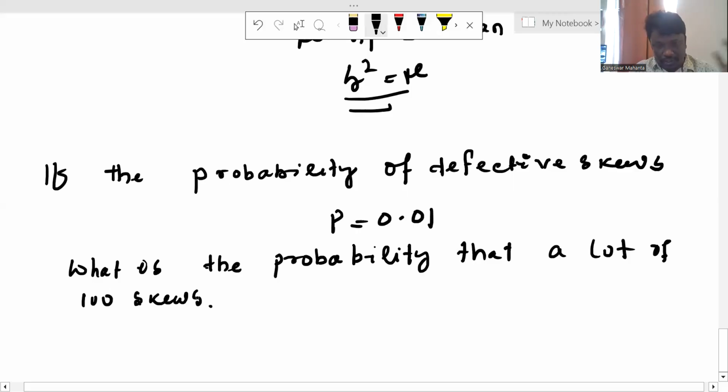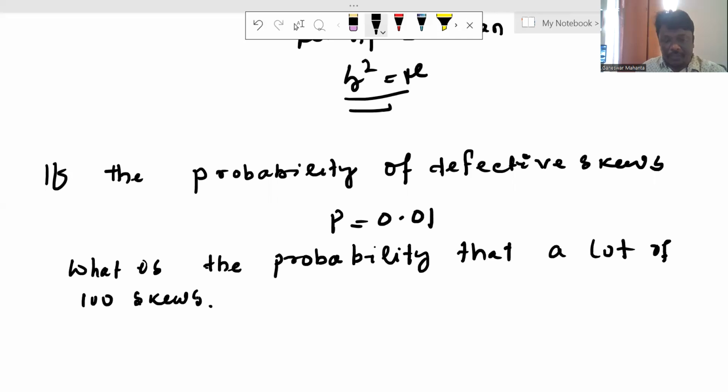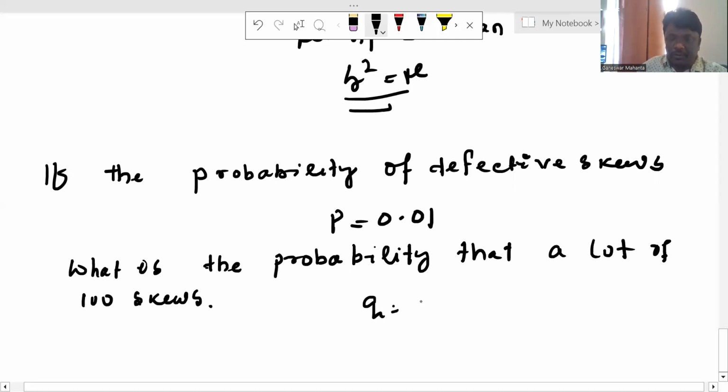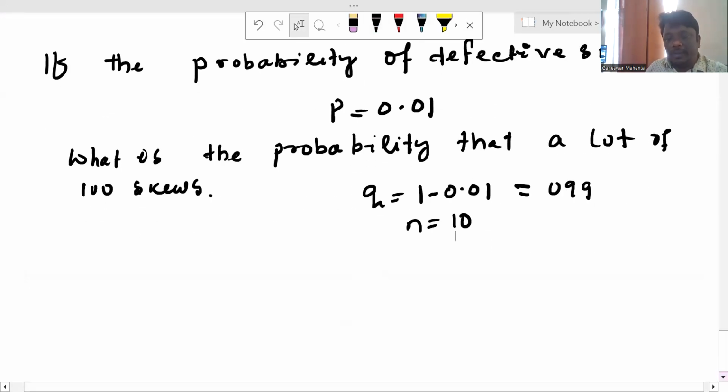So 100 skews means n is equal to 100. P is equal to 0.01, so q is 1 minus 0.01, which is equal to 0.99. By using the Poisson's distribution, in the calculation procedure, mu is considered and calculated as the mean of the function.